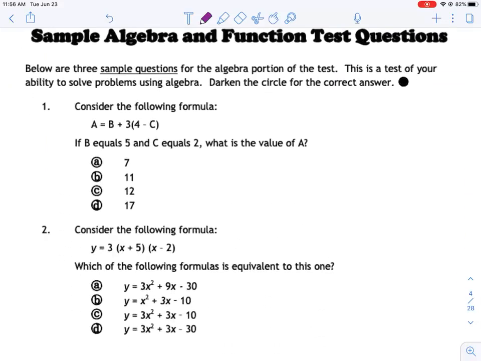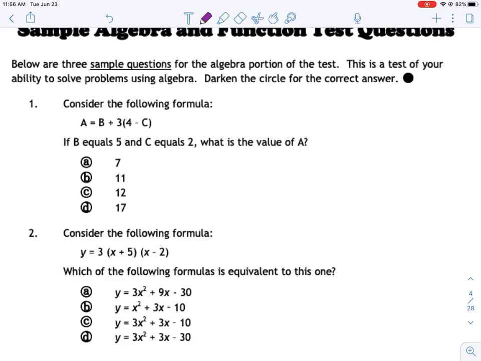Let's take a look at this one. Problem number 1. These are exactly the problems I found before. So let's see. Let's find some different ones here.